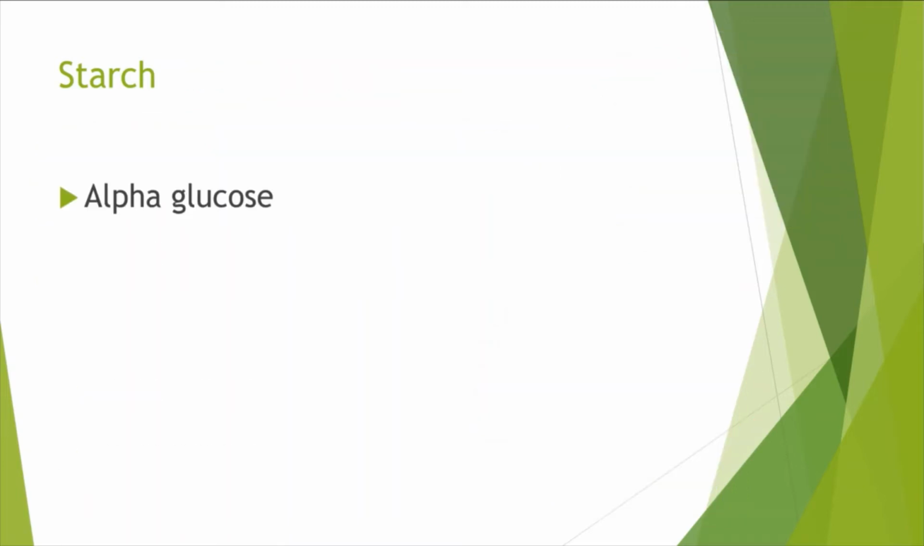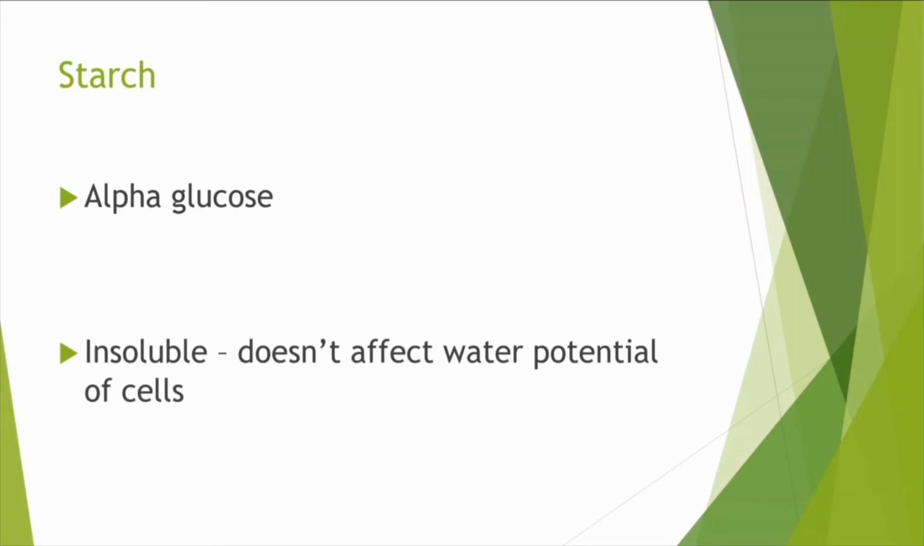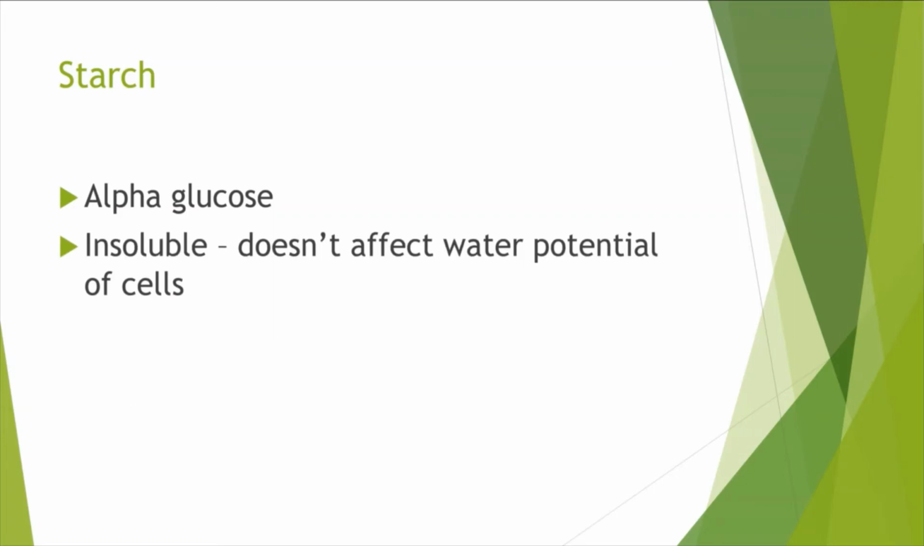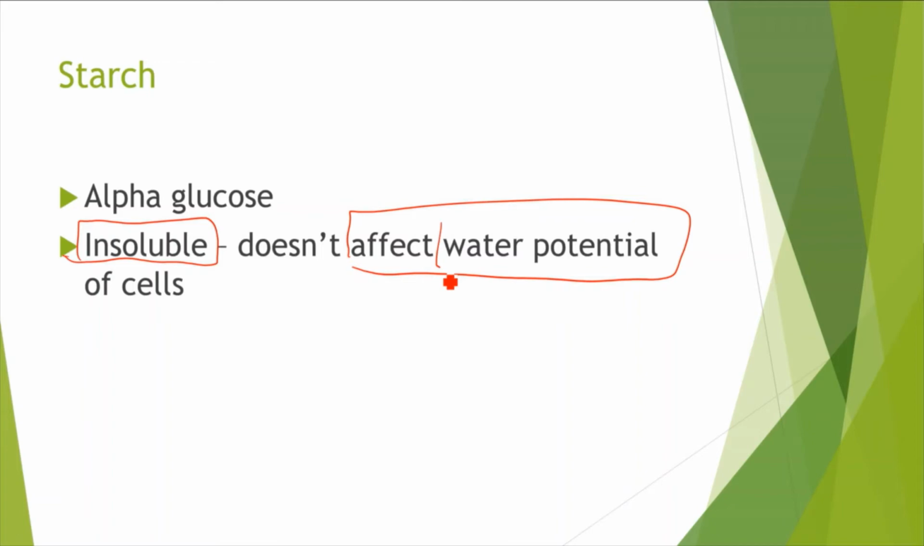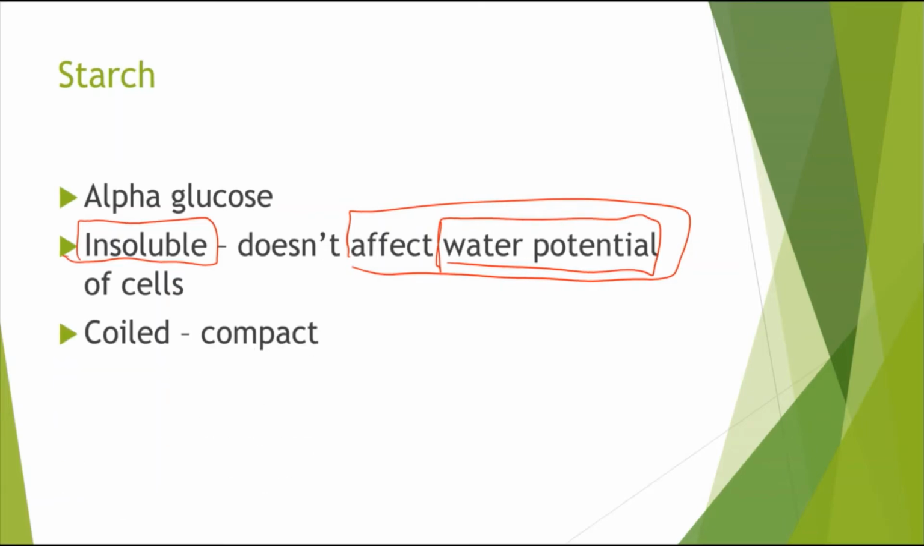So starch is again made of alpha glucose, and you're meant to know a bit about the properties of starch. It's insoluble, so it won't dissolve in water. So this doesn't affect the water potential of cells. You might not be aware of water potential just yet, but just remember that it won't affect the water potential of cells. It's also coiled, making it compact. Remembering amylose, it had those coils. So this makes it compact.